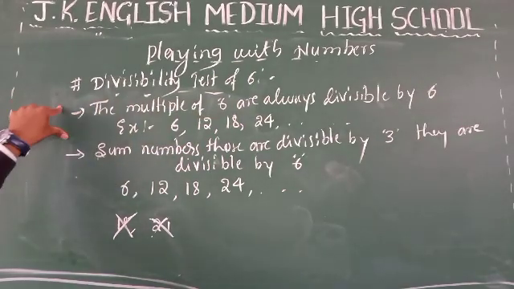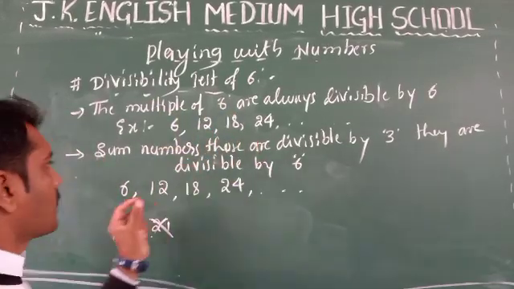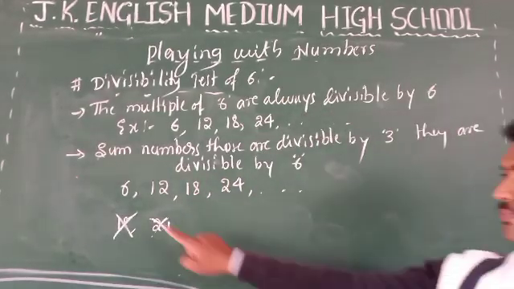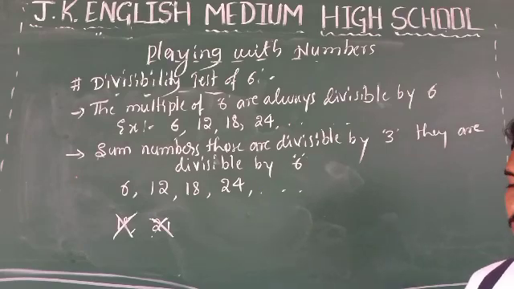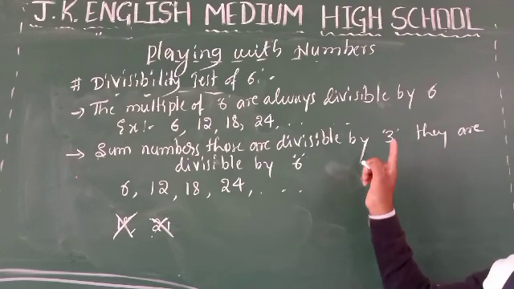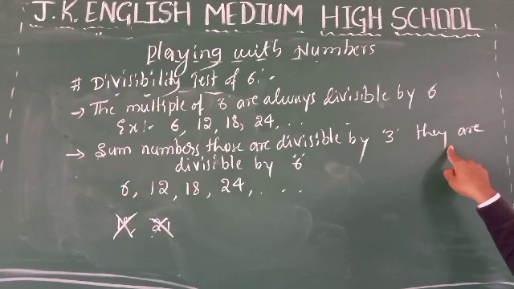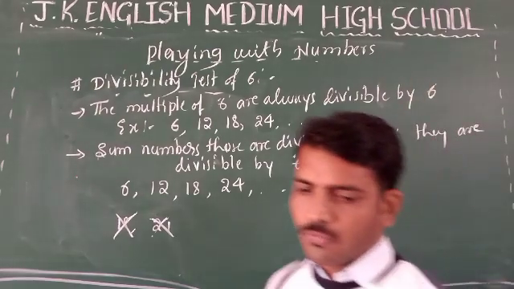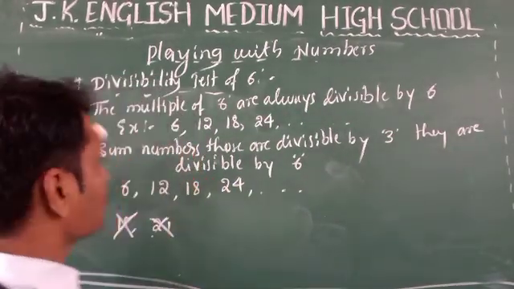Only these two rules are there. First one, the number which is divisible by 6 means the number should be a multiple of 6. Second one, some numbers, not all the numbers, some numbers like 6, 12, 18 and 24. These are the multiples of 6 as well as these are divisible by what? 3. So these type of numbers are divisible by what? 6. These two are the conditions of the divisibility test of 6. So shall we go for one more number?